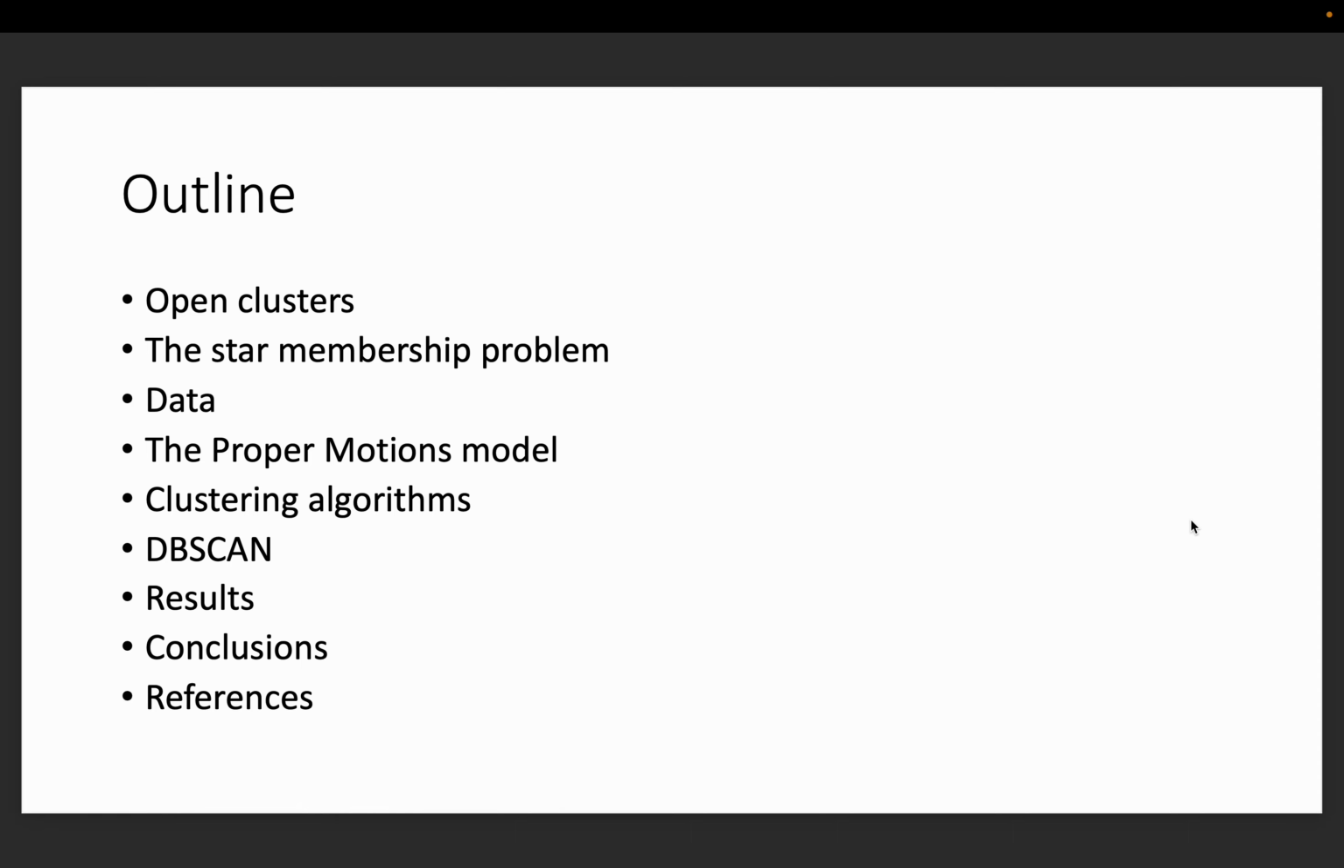So the outline of my presentation is, first of all, I'm going to talk about something very general. First, something about open clusters, then what is the problem about star membership, the data that we use in our research, and then I'm going through the model of proper motions and the clustering algorithm that we use to find stars in the open clusters. Then results, and finally some conclusions and references about the work.